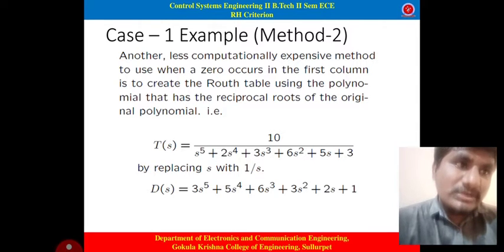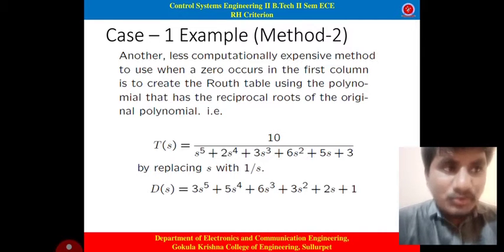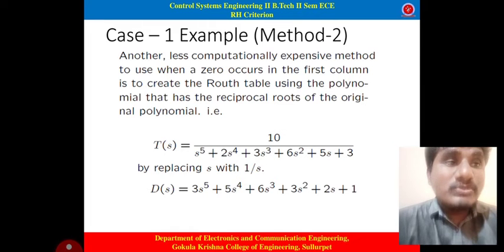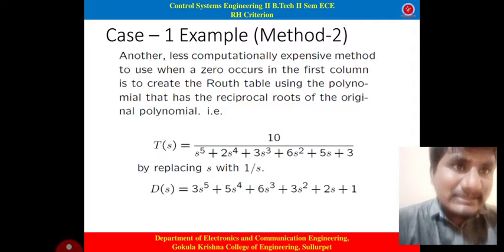So in special case 1, where we are getting a 0 at the first location and there is at least one non-zero coefficient in the rest of the values in the same row, there are two ways to deal with this. The first method we have just taken, that is by assuming epsilon in place of 0. And the second way: here T of s is given, so just replace s with 1 by s.